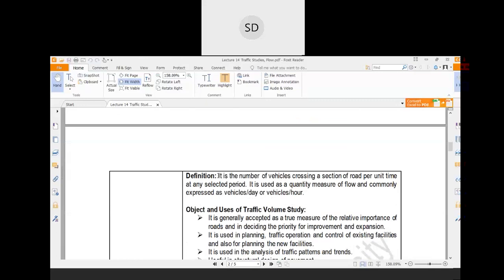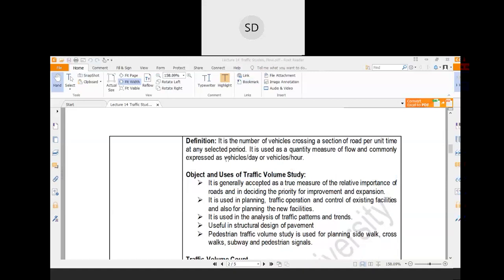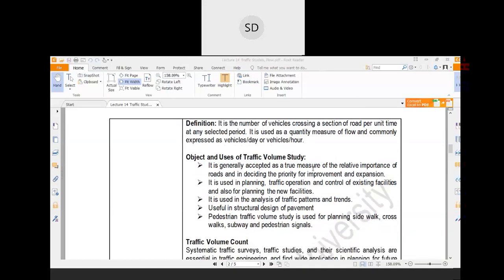And the definition of traffic volume, as we have discussed, is the number of vehicles crossing a particular section of the road in unit time, and it is generally expressed as vehicles per hour. Now the objective of the traffic volume study is, it is generally accepted as a true measure of the relative importance of the roads, and in deciding the priority for further improvement.